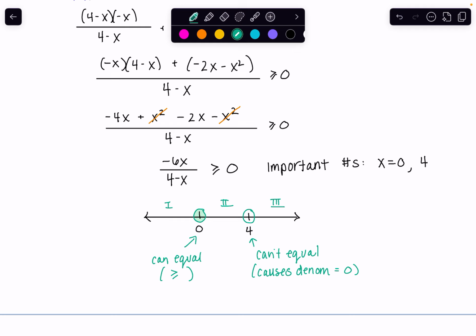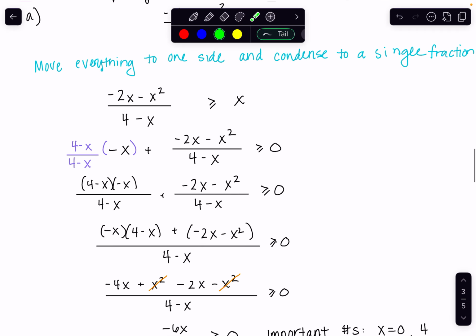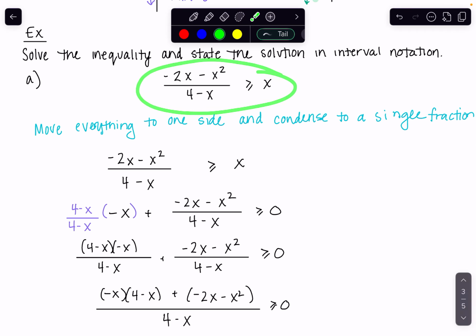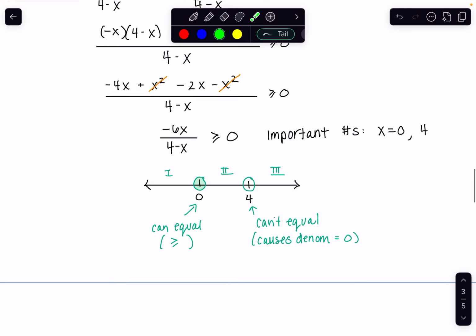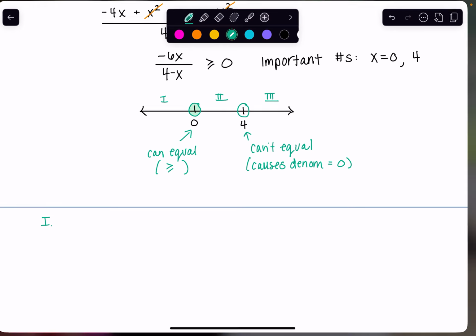Okay. Now I want to go through and I want to do my interval testing. This one, if you wanted to plug it in back up here, it would definitely be really messy. Just go ahead and use that condensed form that you have. It'll make life way easier. But I ultimately have 3 intervals that I need to test.